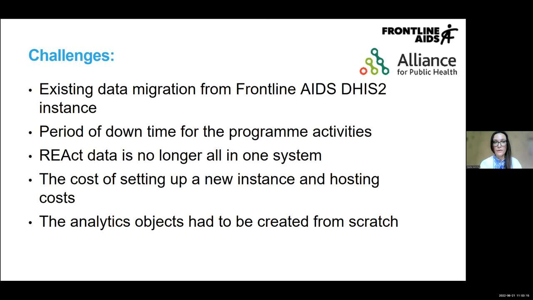And among other challenges, it is the process of creating the analytic objects like program indicators and dashboards. So we had to create them from scratch. So it also took some time for that. But anyway, we could provide you with some advice.